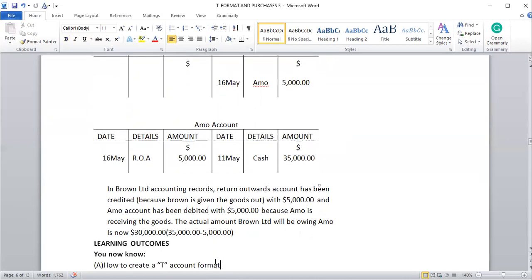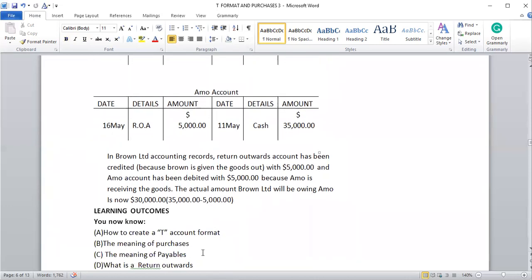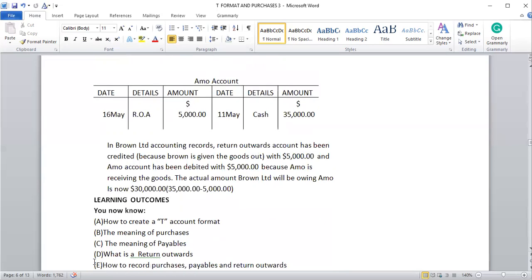So we have come to the end of our lesson. Now let us go to what we learned today. The learning outcomes are: one, A, how to create a T account format. B, the meaning of purchases. C, the meaning of payables. And D, what is a return at loss? And E, how to record purchases, payables, and return at loss.